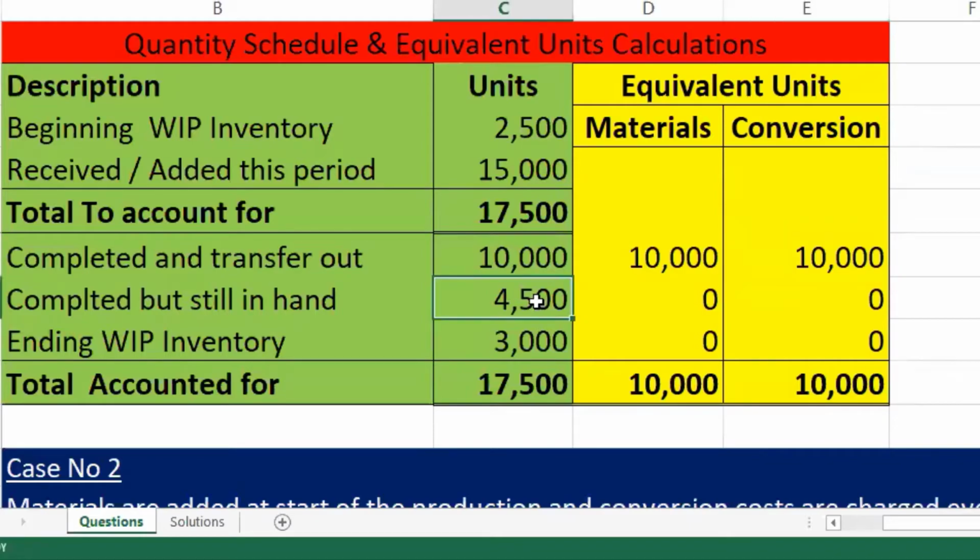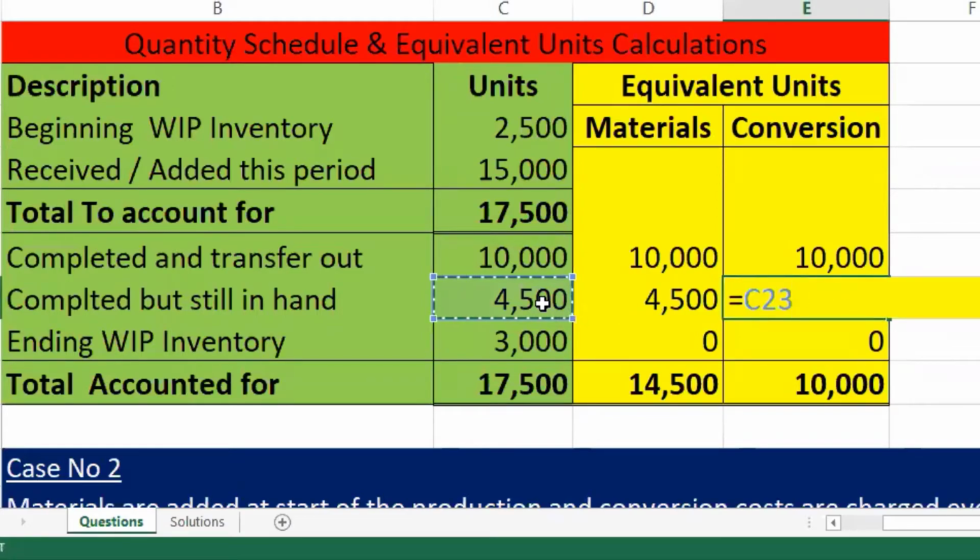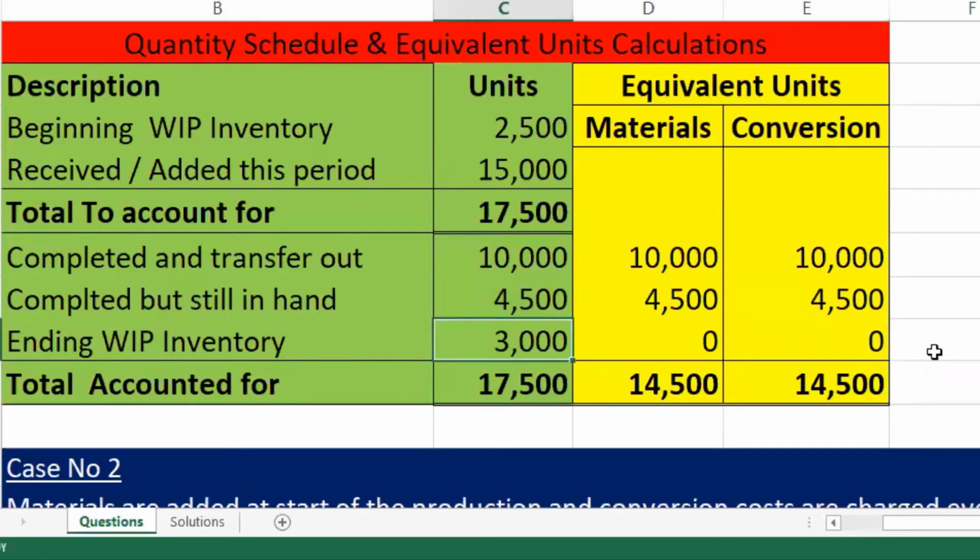Then these units are also completed units, and we will repeat all this logic on these units as well. Because they are also 100% with respect to material, we will repeat 4,500, or 4,500 multiplied by 100%, that is 4,500. So that is basically a fully completed unit. Now the question is, what about ending work in process?